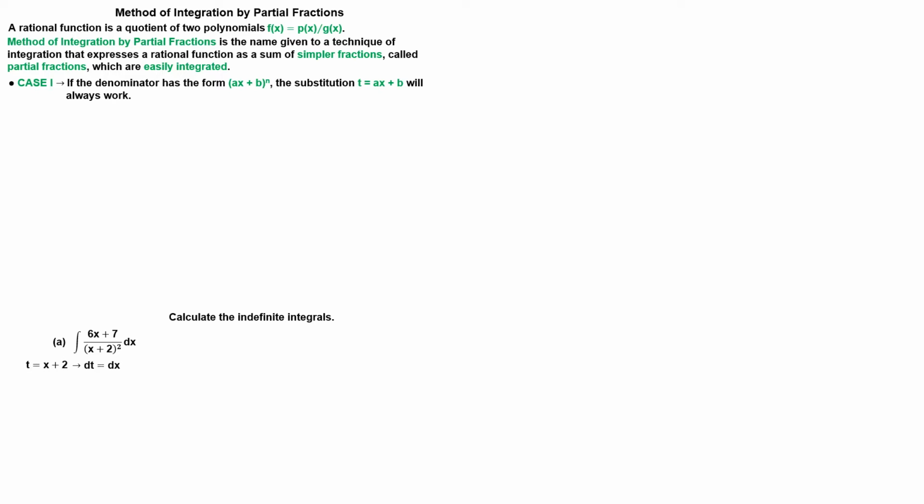Case 1. If the denominator has the form ax plus b to the power of n, the substitution t equals ax plus b will always work. Let's solve item A. We make the substitution t equals x plus 2, so dt equals dx, and each x in the numerator is replaced by t minus 2. While it may be tedious to complete the integration if the numerator has a high degree, it is merely a matter of algebra.